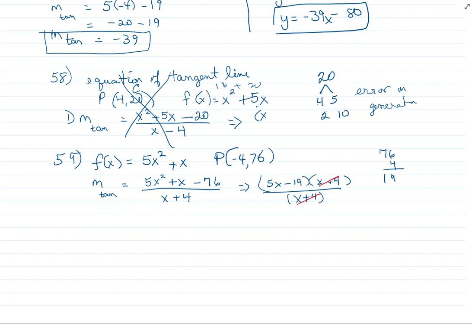I'm going to have 5 times the -4 minus the 19. This is huge. -20, -19. It's another -39. And the rest you can do. Okay. All right. Let's see, what is this one?